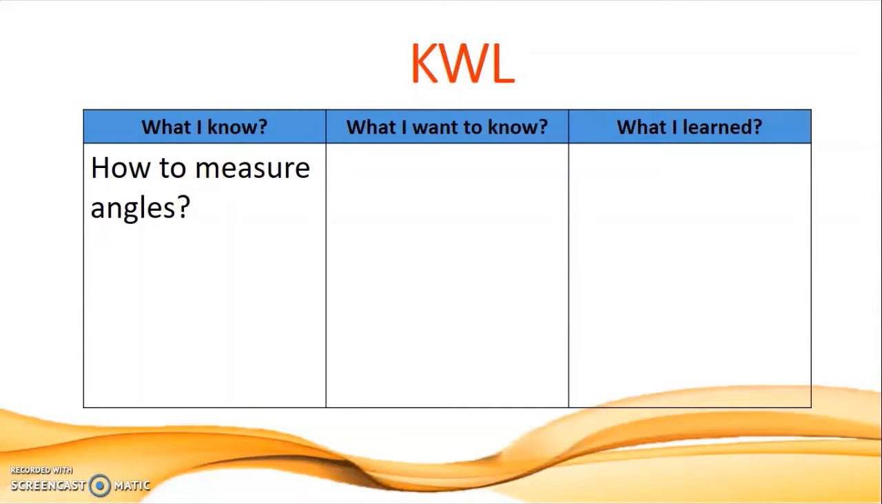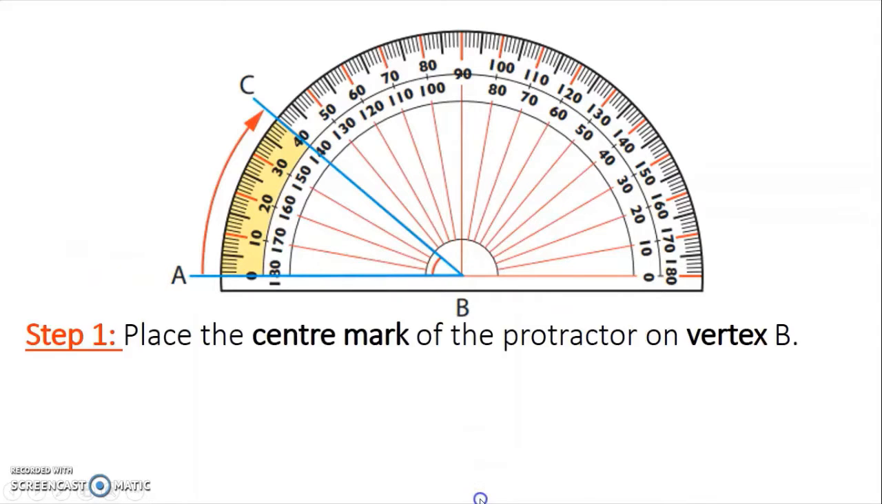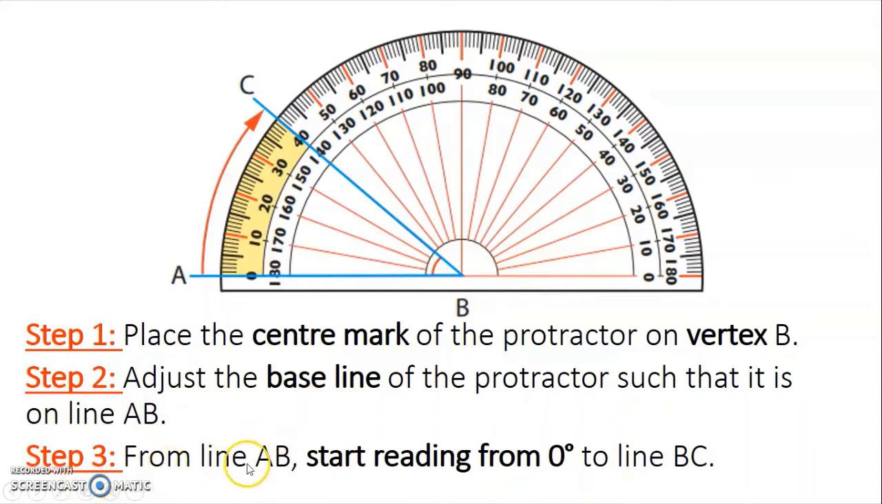How to measure angles? For example, we have here angle ABC. What we are going to do is to first place the center mark of the protractor on the vertex B. Step 2, adjust the baseline of the protractor such that it is on the line AB. So this line AB was on the baseline. Step 3, from line AB, start reading from 0 degrees to line BC.